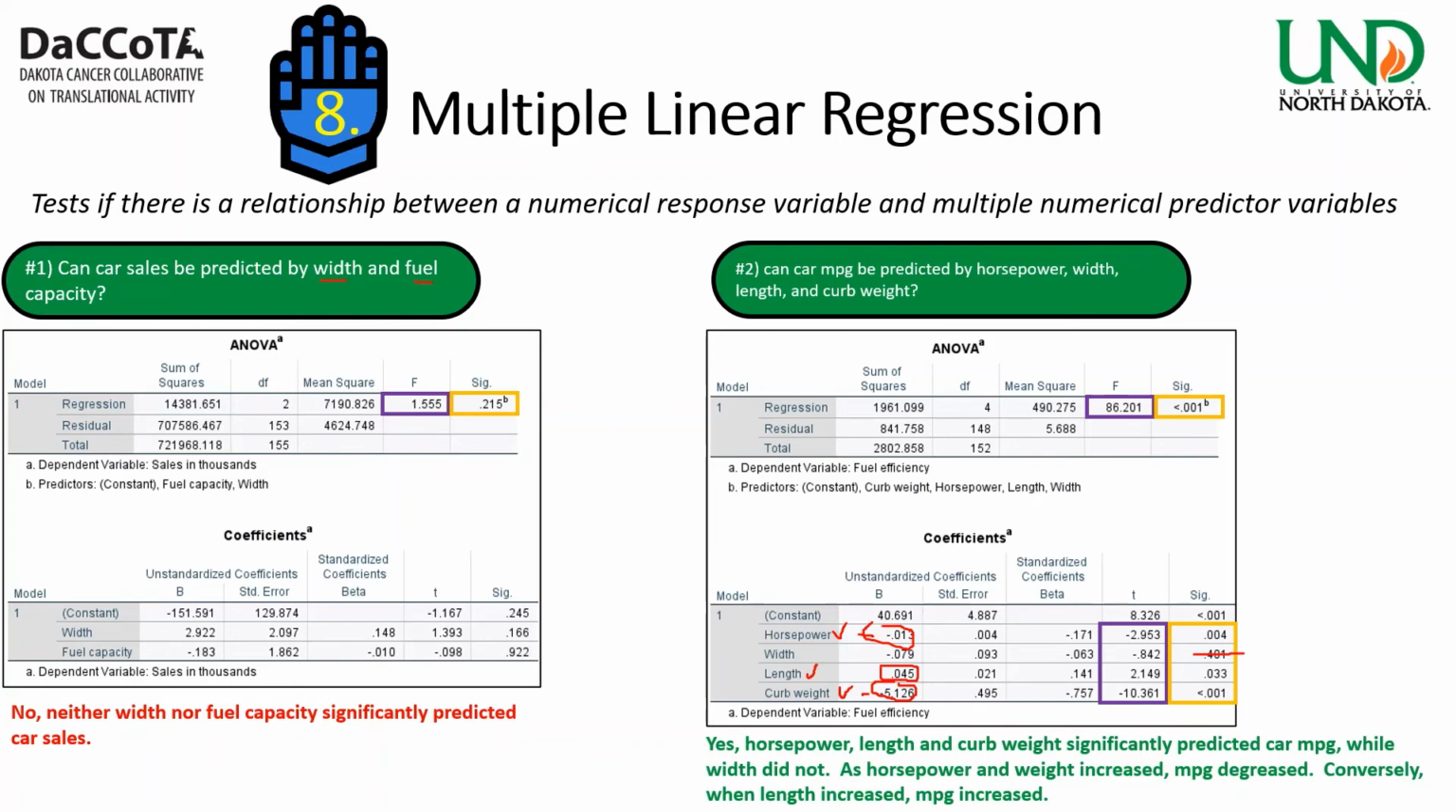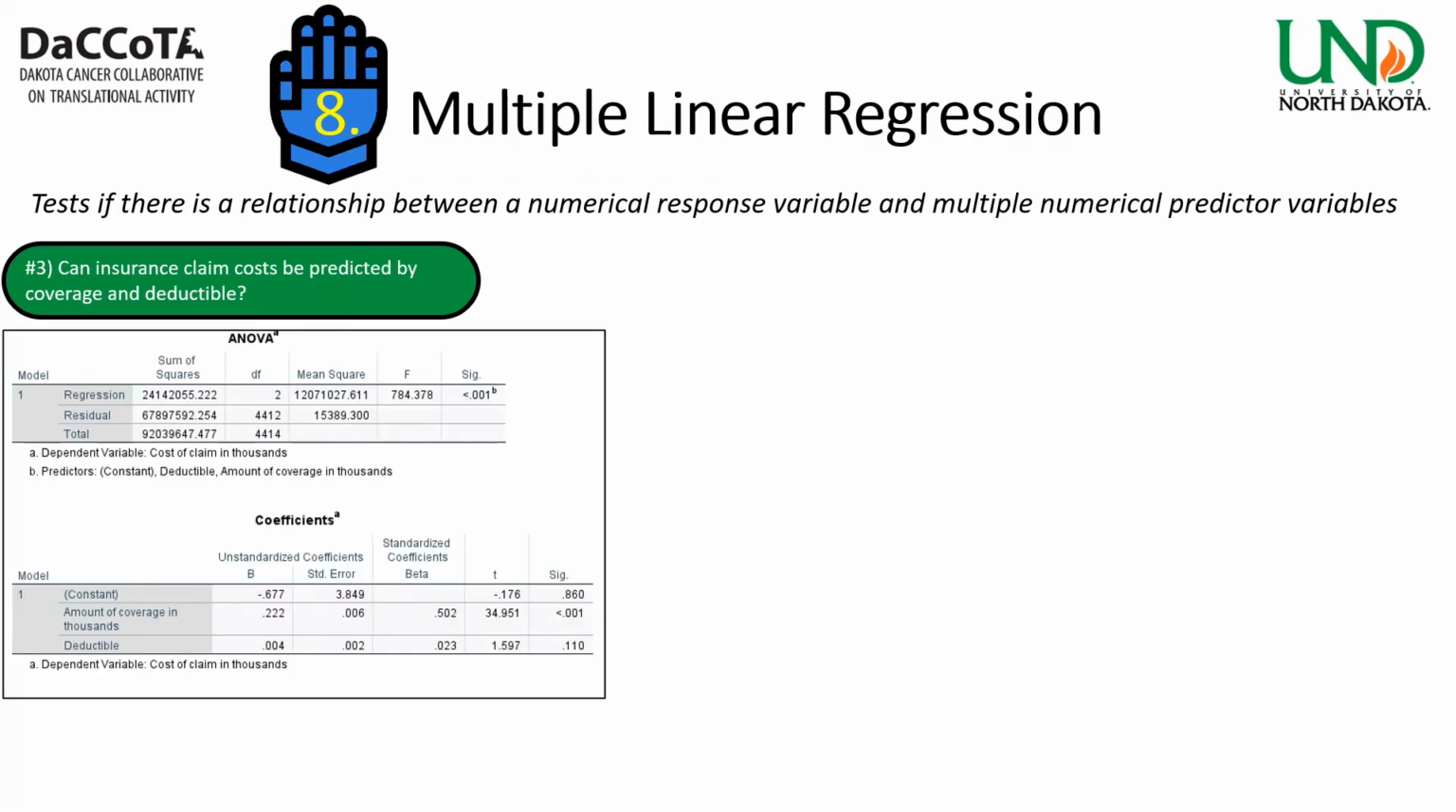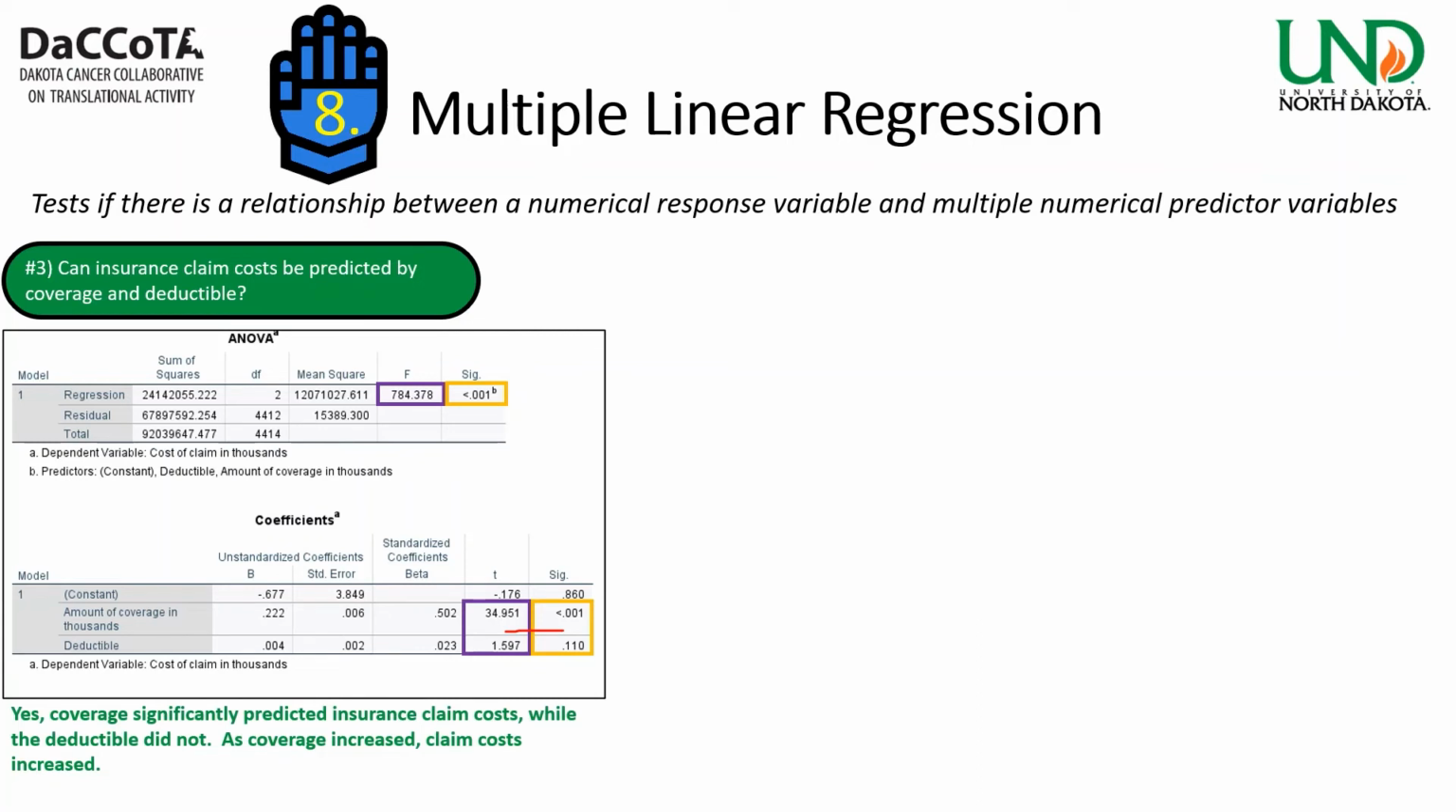Okay, let's move on to insurance claims. Can they be predicted by coverage and deductible? Well, the overall model is significant, so let's turn to our t-values of the specific variables. It looks like those are not both significant. The amount of coverage was highly significant, but deductible was not. And it says this is positive, so as amount of coverage in thousands increased, so did claim costs.